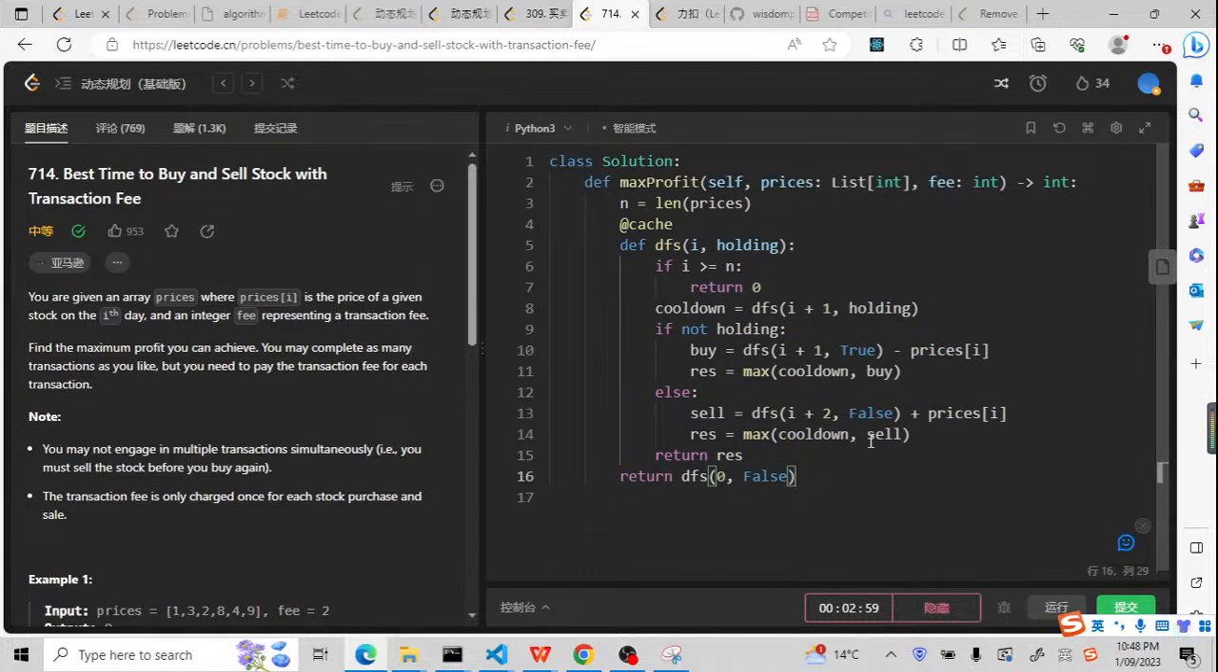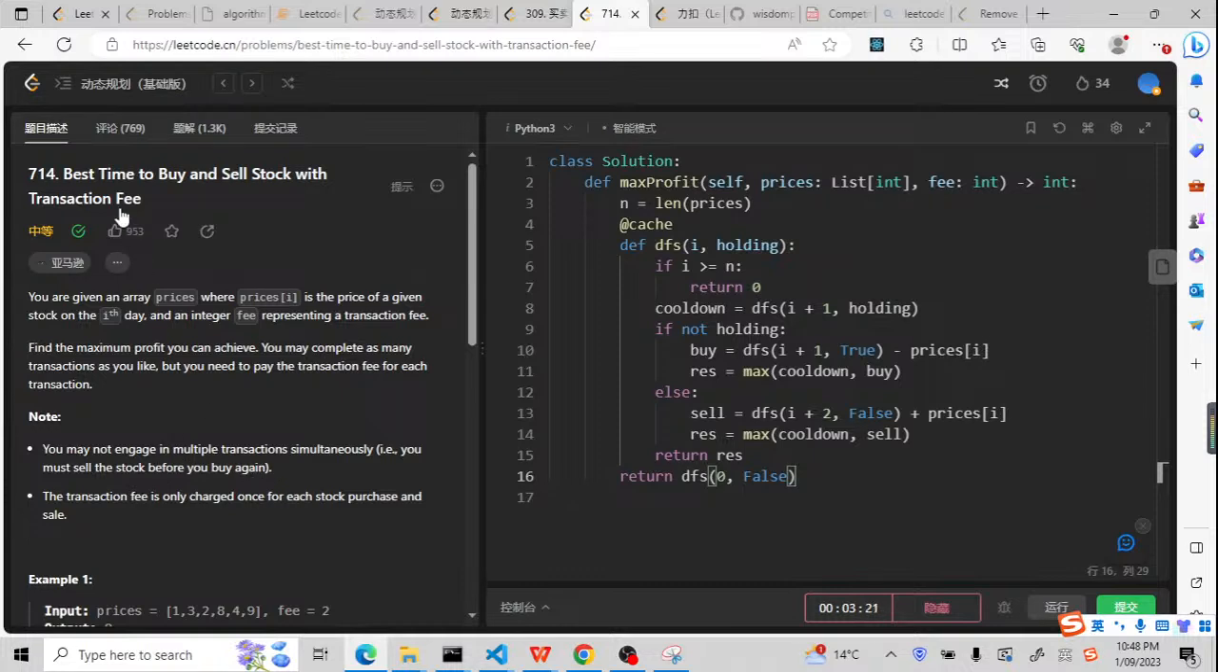As you can see inside, there's a cooldown state. So I'm going to use this template to solve our problem, just changing a little bit of the code for the transaction fee. Let's understand the transaction fee first. You may not engage in multiple transactions simultaneously, i.e., you must sell the stock before you buy it again.